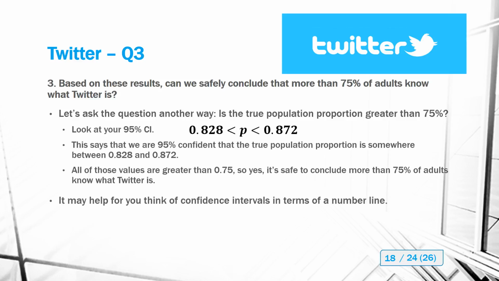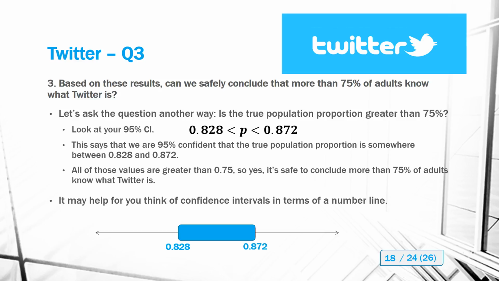Now another way to look at this is to think of confidence intervals in terms of a number line. So if we draw a number line and we put then our confidence interval, the lower limit of 0.828 and the upper limit of 0.872 on the number line, it may look something like this. What we're saying with the confidence interval is that we're 95% certain that in the shaded region between the upper and lower limits of our confidence interval, the true population proportion value is somewhere in that shaded region.